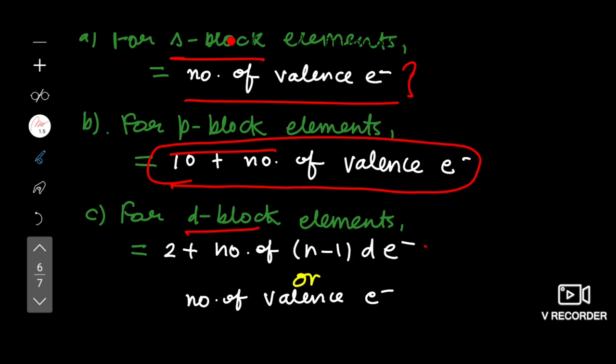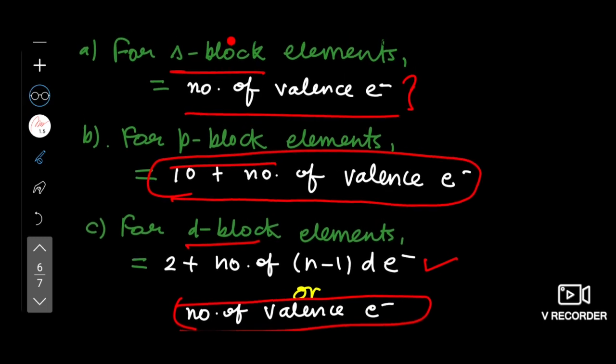The first one is 2 plus the number of (n minus 1) d electrons, or simply we can say the number of valence electrons. Okay, just look once again at the prediction of the group of that element.